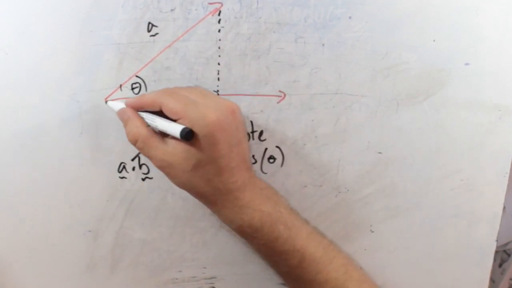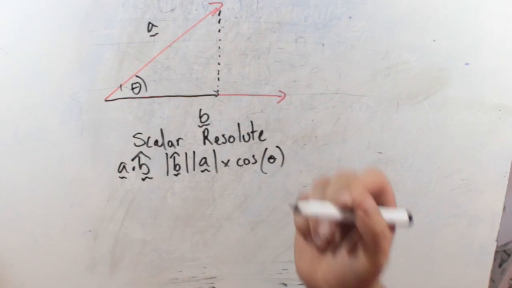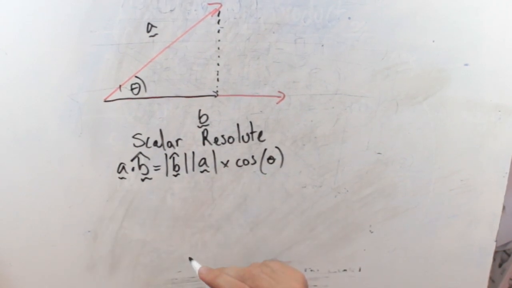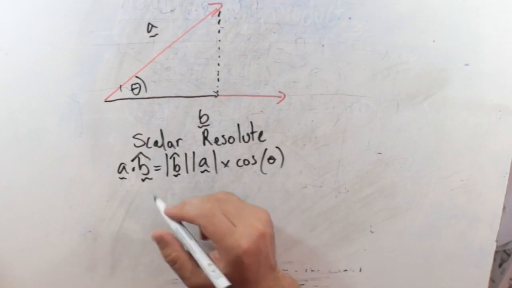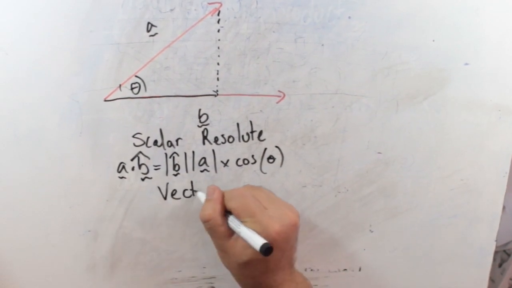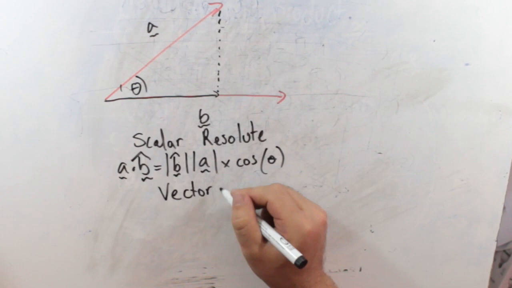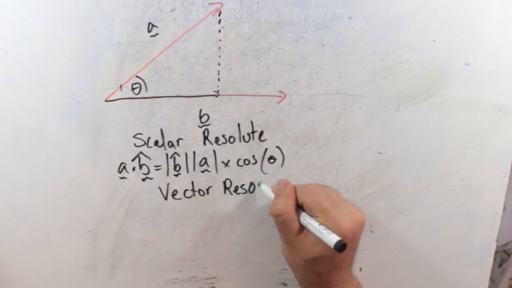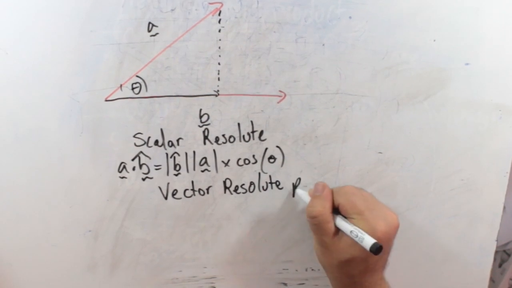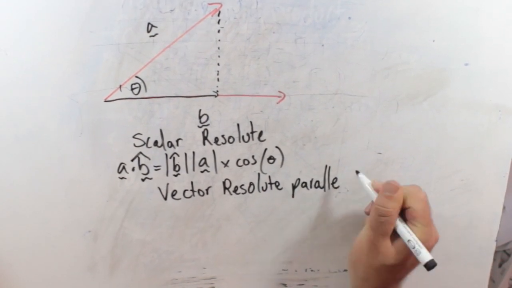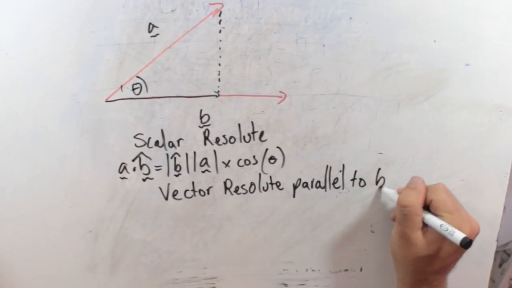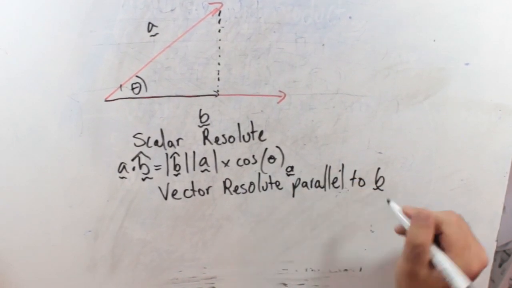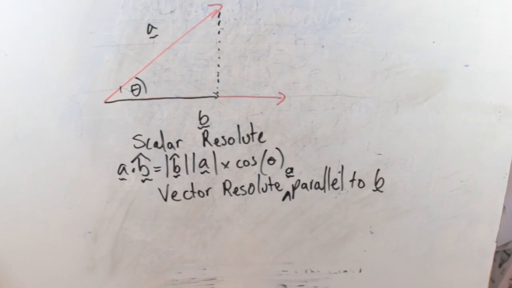This gives us a number. It just gives us this length here. It gives us that number, doesn't tell us anything else about it. The vector resolute parallel to B. Now, I should write vector resolute of vector A parallel to B.